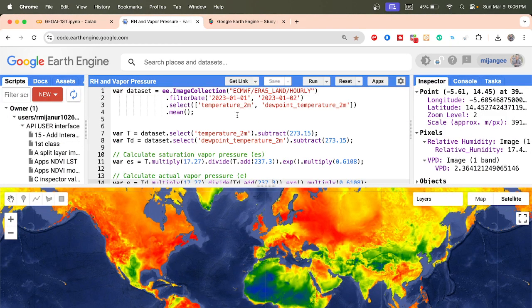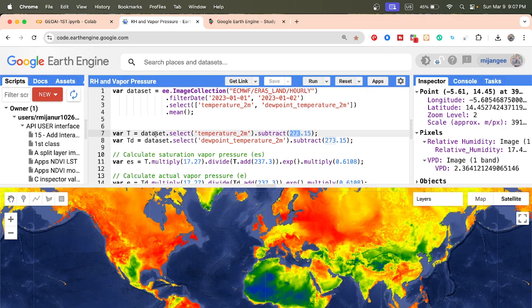First of all, we need to import a dataset. This dataset provides the temperature and dew point temperature. In this case, we call the ERA5-Land hourly data, filter for a specific time period, and select the two bands: temperature 2 meter and dew point temperature 2 meter. 2 meter means above the surface. Further, we convert to degrees Celsius. Basically, it provides the data in Kelvin, so when we subtract 273.15, we get the data in degrees Celsius. Both datasets we simply subtract with this value.